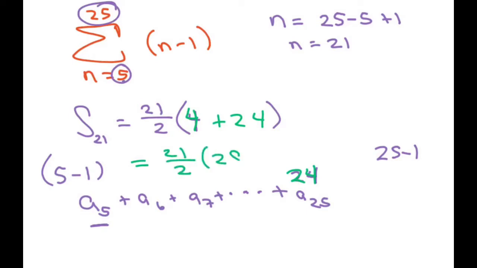you get 28. 2 goes into 28, 14. And when you multiply this, you should get 294. I'm going to stop real quick and check that. Okay, so that is the correct answer. So our final answer is 294.